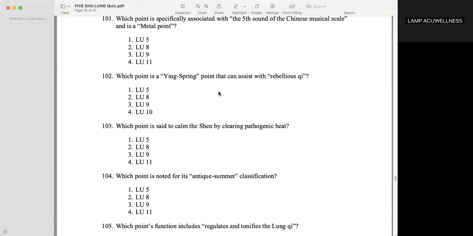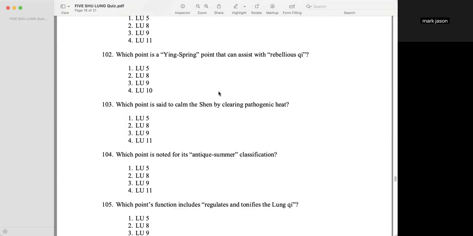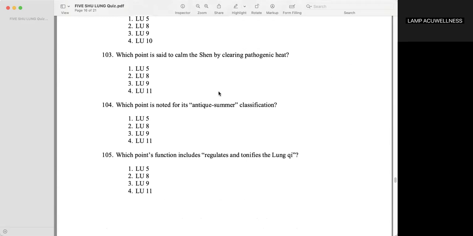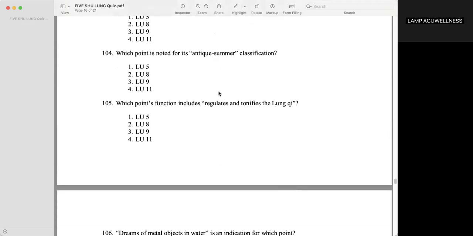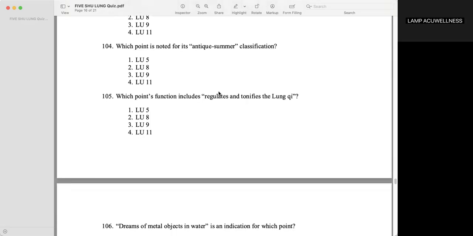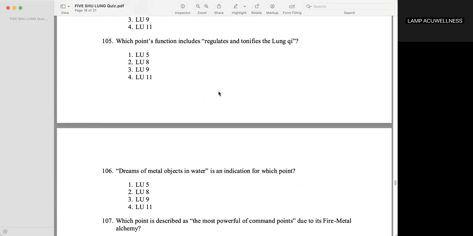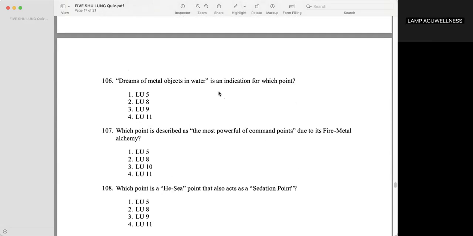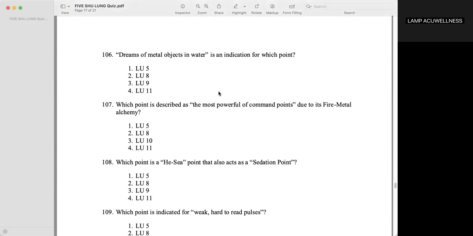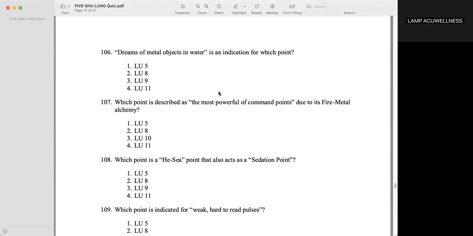Which point is a spring point that can assist with rebellious chi? Lung 10. Which point is said to calm the Shen by clearing pathogenic heat? Lung 11. Which point is noted for its antique summer classification? Lung 8. Which point's function includes regulating and tonifying the lung qi? Lung 8. Dreams of metal objects in water is an indication for which point? Lung 5.